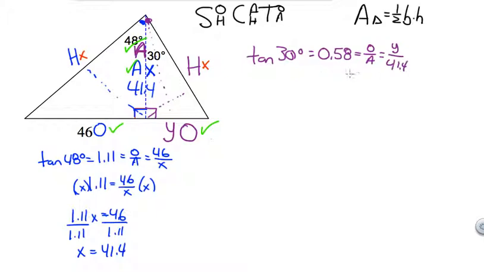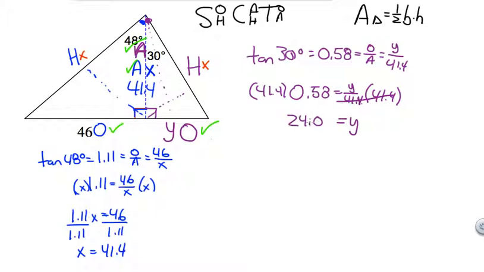So 0.58 equals Y over 41.4. If I end up multiplying both sides by 41.4, on this side these cancel. So on this side I'm left with Y, and on this side I'm left with 24.0. So now I know this side right here is 24.0.